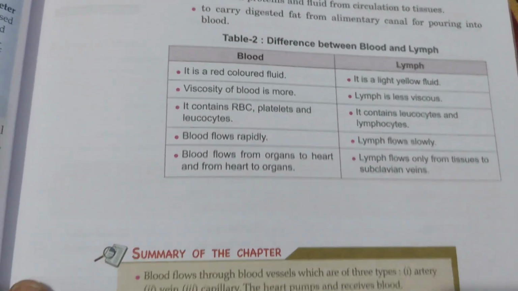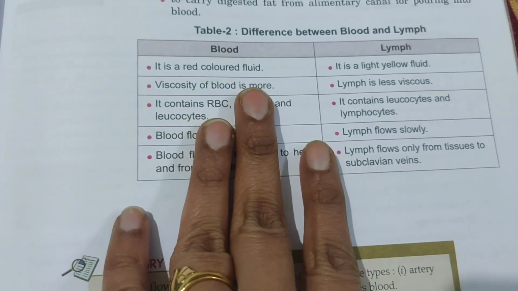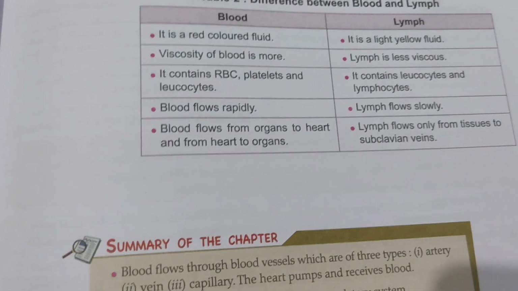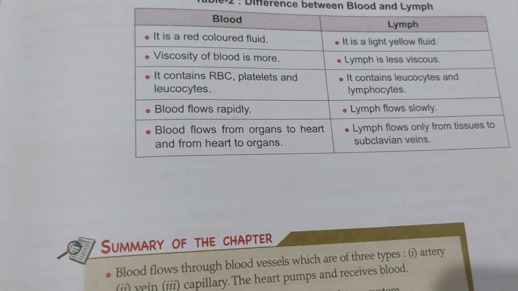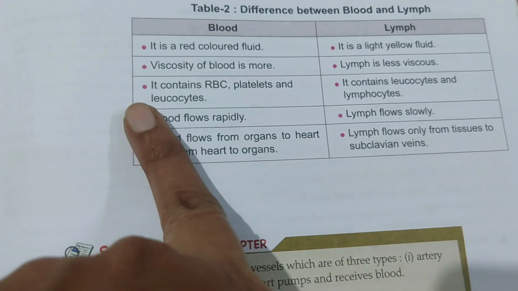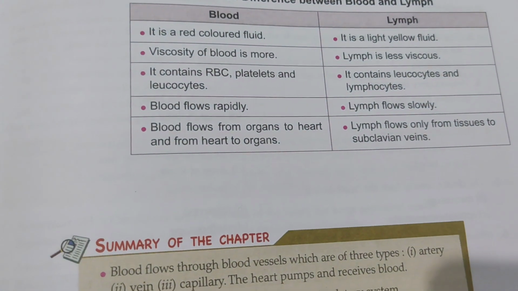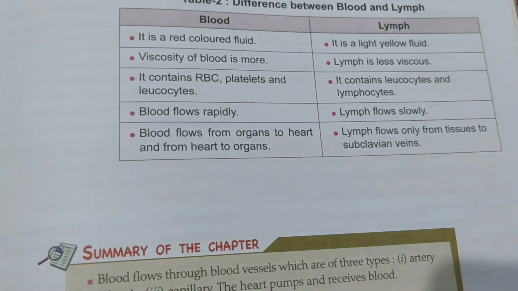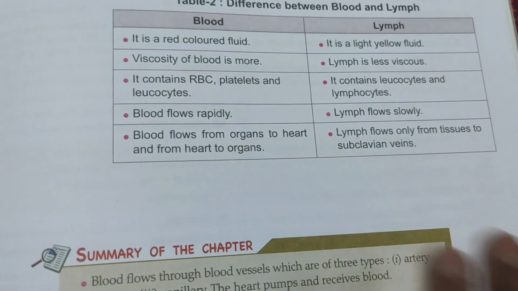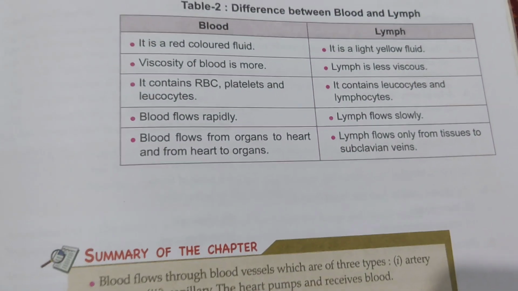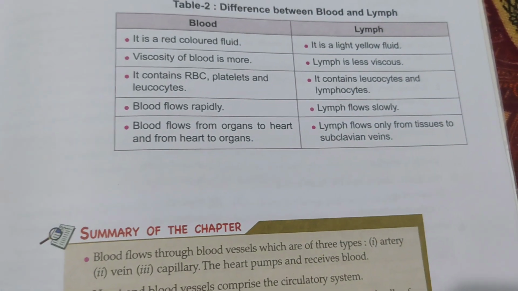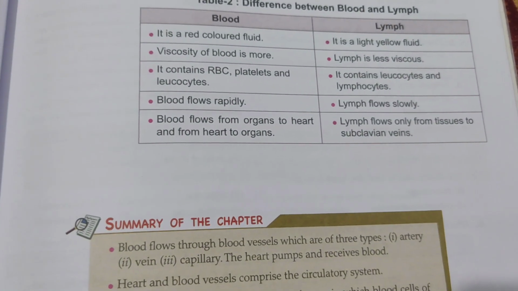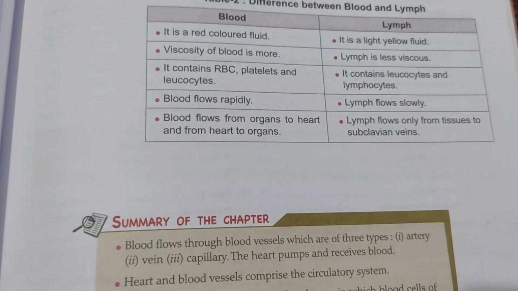What is the difference between blood and lymph? Blood is a red fluid and lymph is a light yellow fluid. The viscosity of blood is more, it is very thick, while lymph is much less viscous. Blood contains RBCs, platelets and leukocytes, but lymph contains only leukocytes and lymphocytes. Blood flows very fast, but lymph flows very slowly. Blood flows from organs to heart and heart to organs, while lymph flows only from tissues to the subclavian veins. It will not go to the heart. That's all. Thank you.